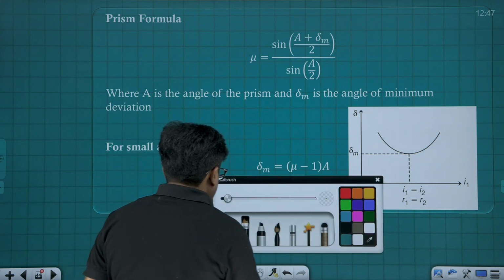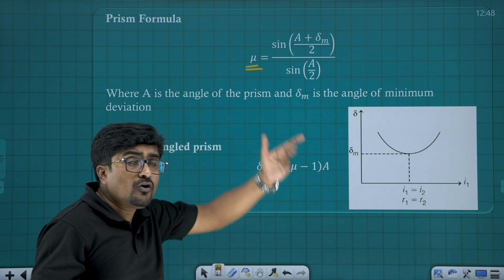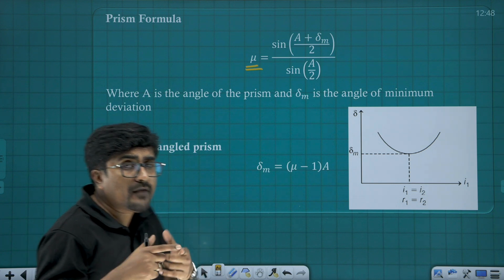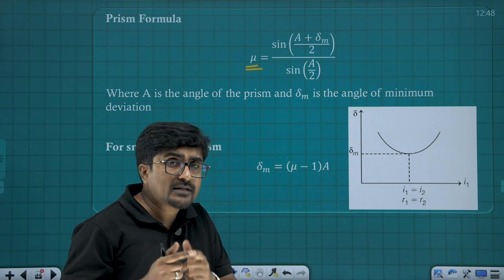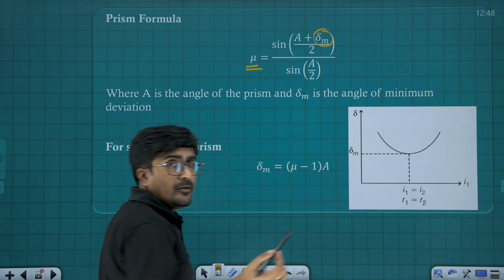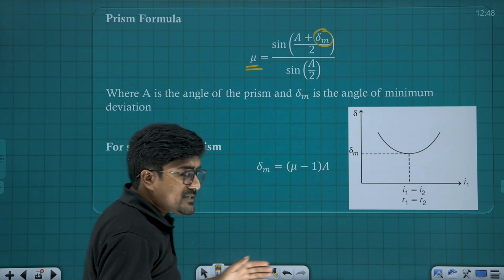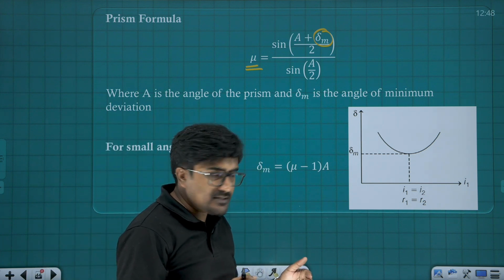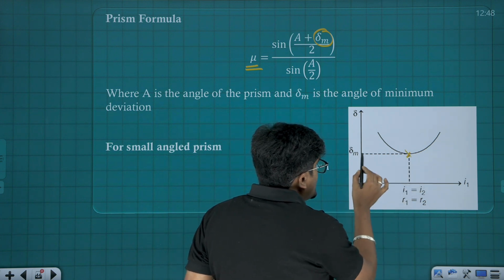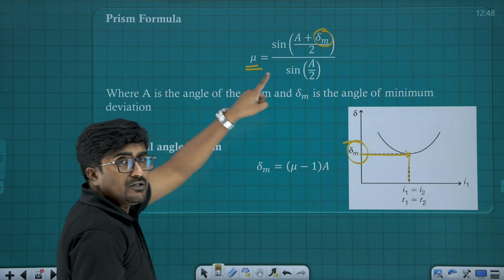The first relation is mu is equal to sine of (A plus delta) by 2 upon sine of A by 2, where delta is the angle of minimum deviation. Angle of minimum deviation means, actually what happens is, if I keep on increasing the angle of incidence, the angle of deviation decreases and it reaches a minimum value. So that is the angle of minimum deviation. Alright, so that is the first relation.